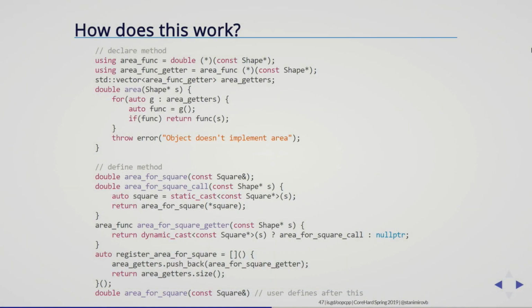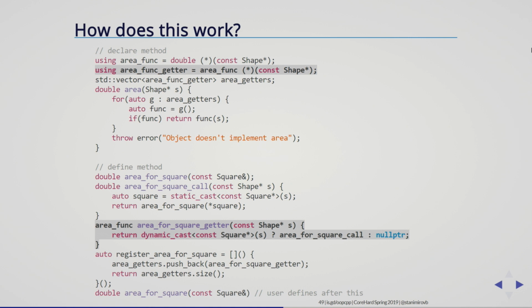And how does this work? Here's a very naive implementation of this. We might have this area function, which is another function. We define a function pointer, which is supposed to be the area function. Then we have the function getter, which, as you can see in the implementation below, if the shape is the appropriate type, by using runtime type information, if we can cast it to the appropriate type, we return the required function. This is what the macros expand to, basically.